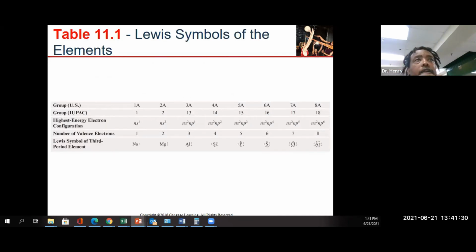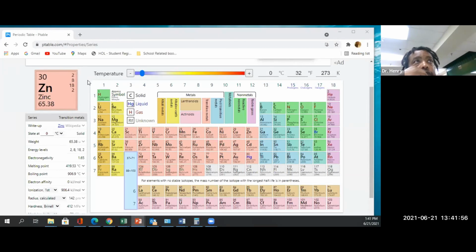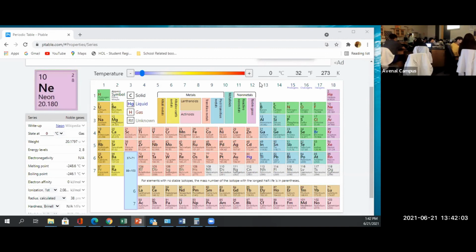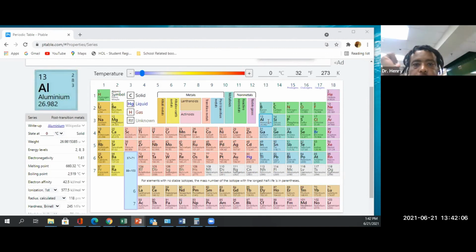Okay, so this is another way of looking at it. Anything that's in group 1 is ns1. Anything in group 2, those guys are always going to be ns2. In group 13 of the main group, that's where aluminum is at, so that's going to be ns2 np1, and so on and so forth as we go across the periodic table, right? So these are the main groups: group 1, group 2, and then 13, 14, 15, 16, 17, 18. Those are going to be your main groups.